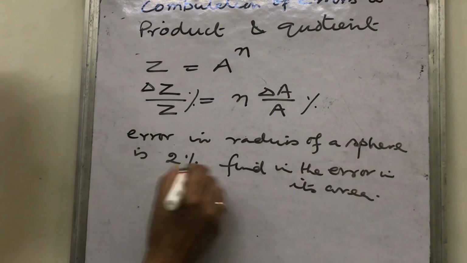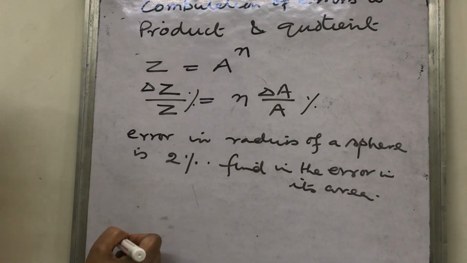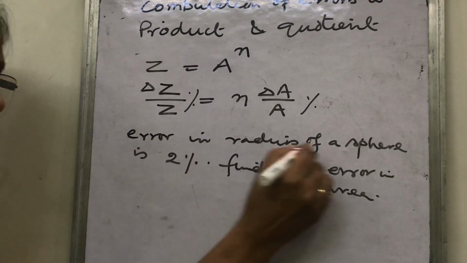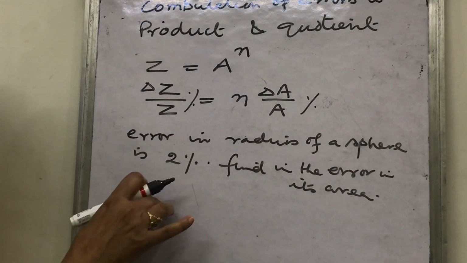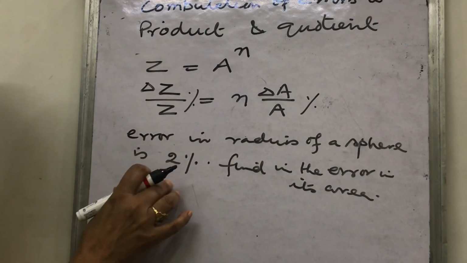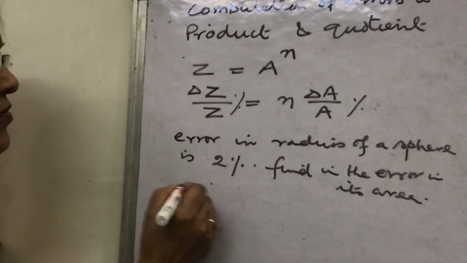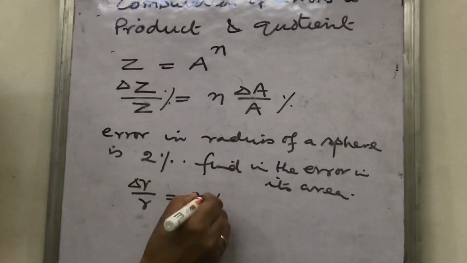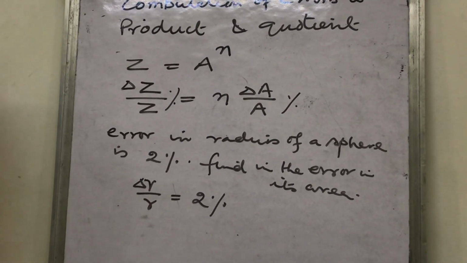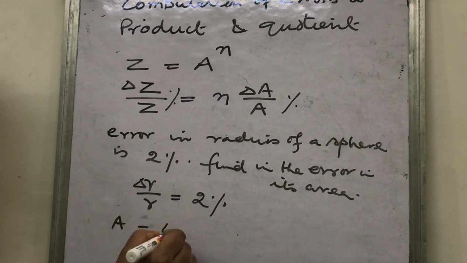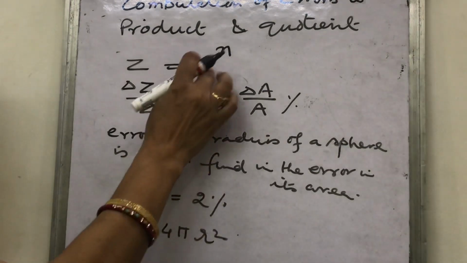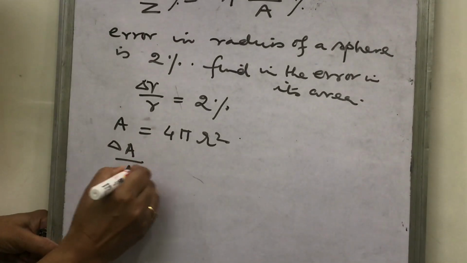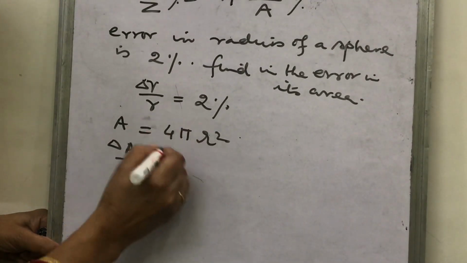Which error? Percentage error, percent it is given. How will you find it? You know, it is given in the first line and you have to write it in a mathematical way. Read the question, then how will you note it down? You will note down that it is given delta R upon R equal to 2%. This is the percentage error. Then what is the area of the sphere? Area is 4 pi R square. So R square. How will you write delta A upon A? This will be delta A upon A, where 4 pi is a constant.